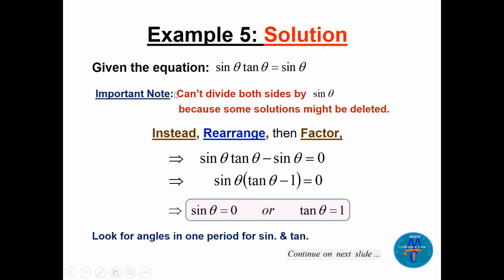Now, this is an important note. We cannot divide both sides by sine of theta because sine of theta is not constant. You can divide by 5, you can divide by 2, you can divide by -1, you can multiply by 6, but you cannot divide by a variable here, sine of theta, because some solutions might be deleted or lost. So instead, just move it, rearrange it. Take sine theta to the other side, equals 0, then we can factor sine of theta in the bracket, tan of theta minus 1. So each factor is equal to 0. We say sine of theta is equal to 0 or tan of theta is equal to 1.